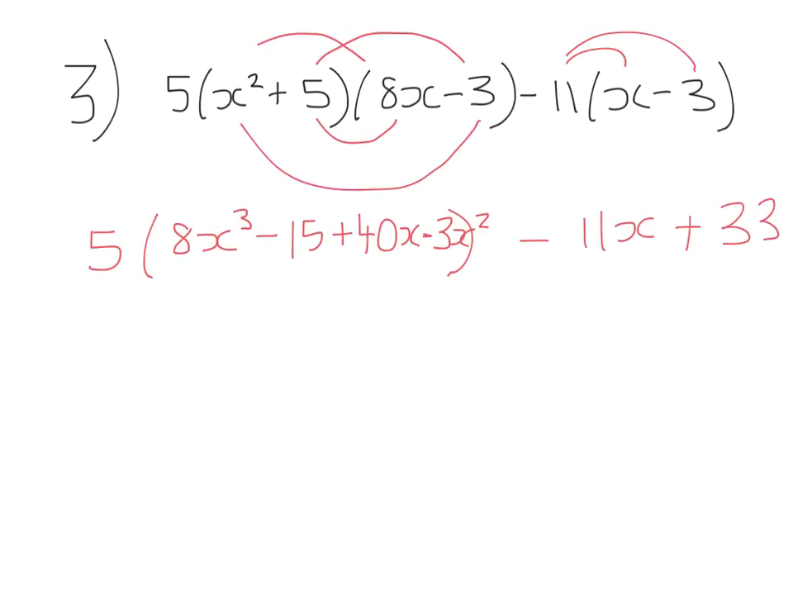Okay. The next step is everything in these brackets here, you're going to multiply by 5. Once you've done that, you shouldn't have any brackets left, and you can just collect like terms and simplify.